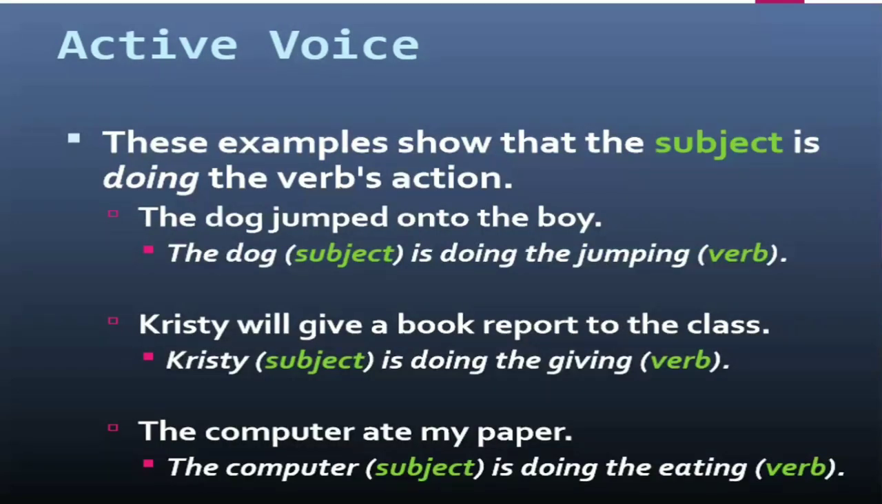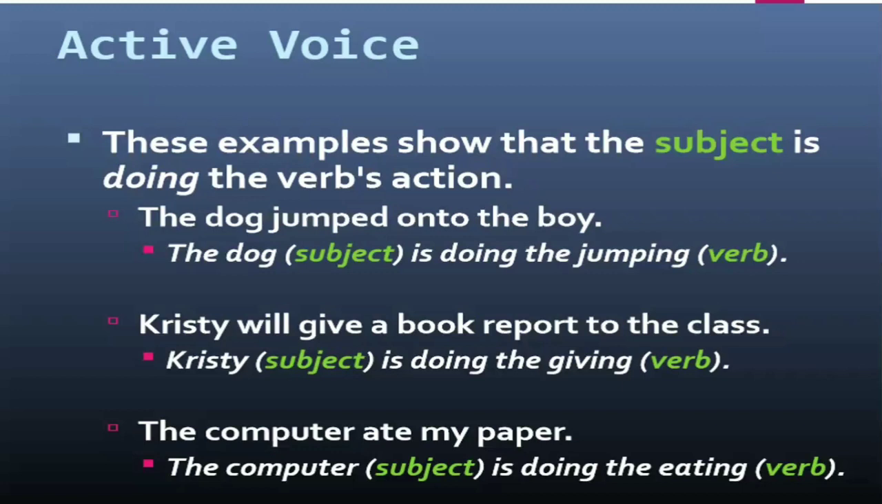For example, the duck jumped onto the boy. Who did or what did the action here? The duck, right? So the duck, the subject of the sentence, is doing this jumping. Second example, Christy will give a book report to the class. Who will give a book report to the class in the future? Christy. So the subject of the sentence, Christy, will do the action in the future. So we call it active voice because the subject of the sentence is doing the action, the doer, we call it. That's why it is active voice, an active sentence.